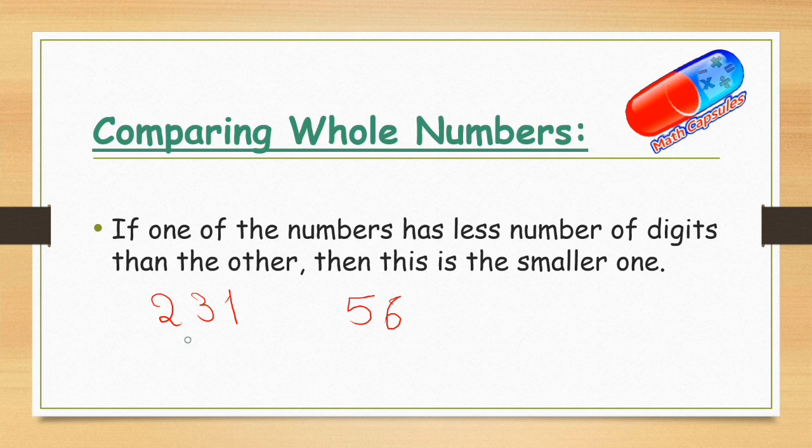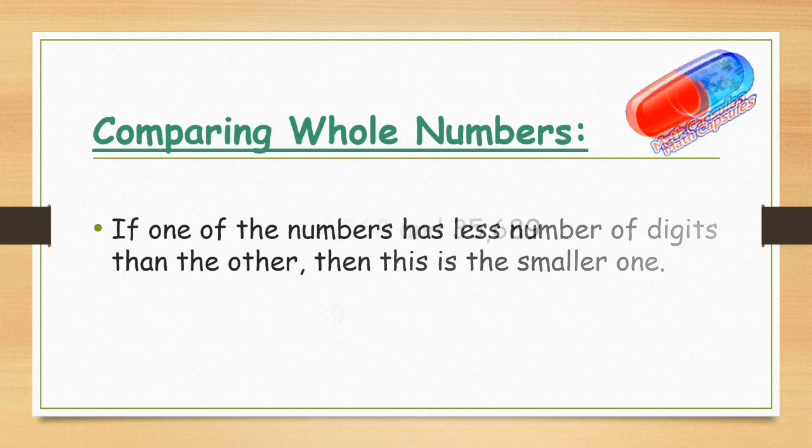From the first look we have 3 digits here and only 2 digits here. Of course, 3 digits means the hundreds place value is the greatest place value, and here the tens place value is the greatest one. So without looking further, we just put our sign: 231 is greater than 56.